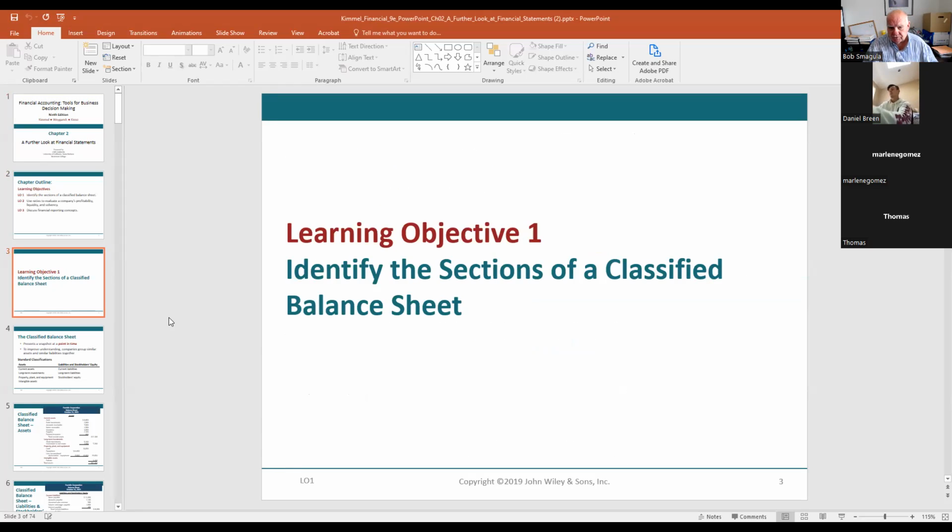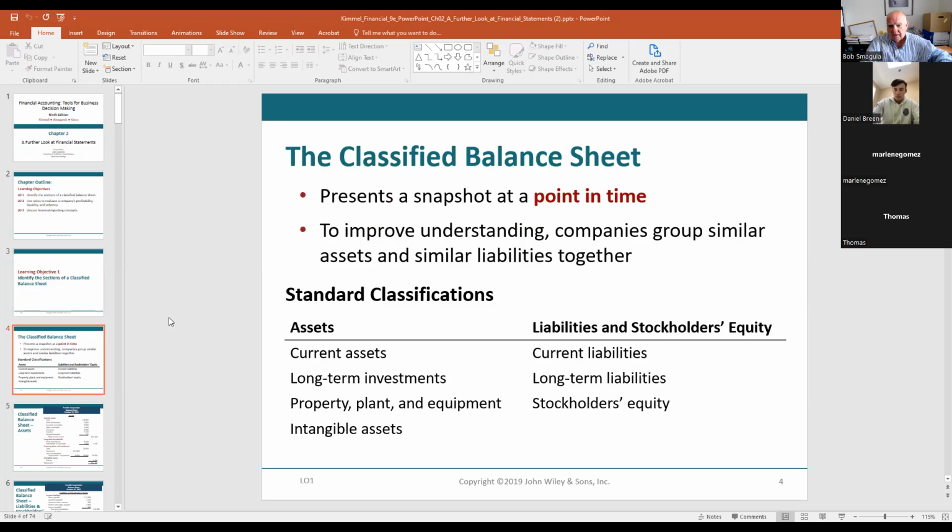A classified balance sheet. If you took 110, you might remember that a classified balance sheet is one that separates the current assets from the long-term assets. The current assets are summarized, and then come the long-term assets. Virtually all balance sheets are classified, so you're going to have a subtotal for current assets, a subtotal for fixed assets, also known as long-term assets, for plant, property and equipment, and intangible assets. On the other side, you have current liabilities, long-term liabilities, and equity. Liabilities means money we owe to somebody.